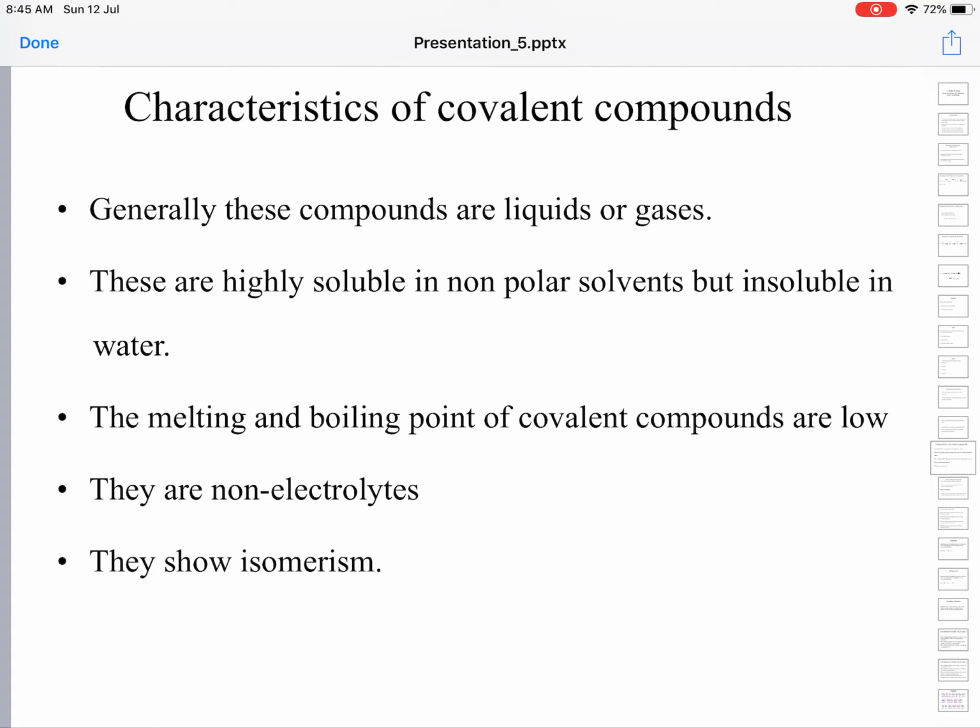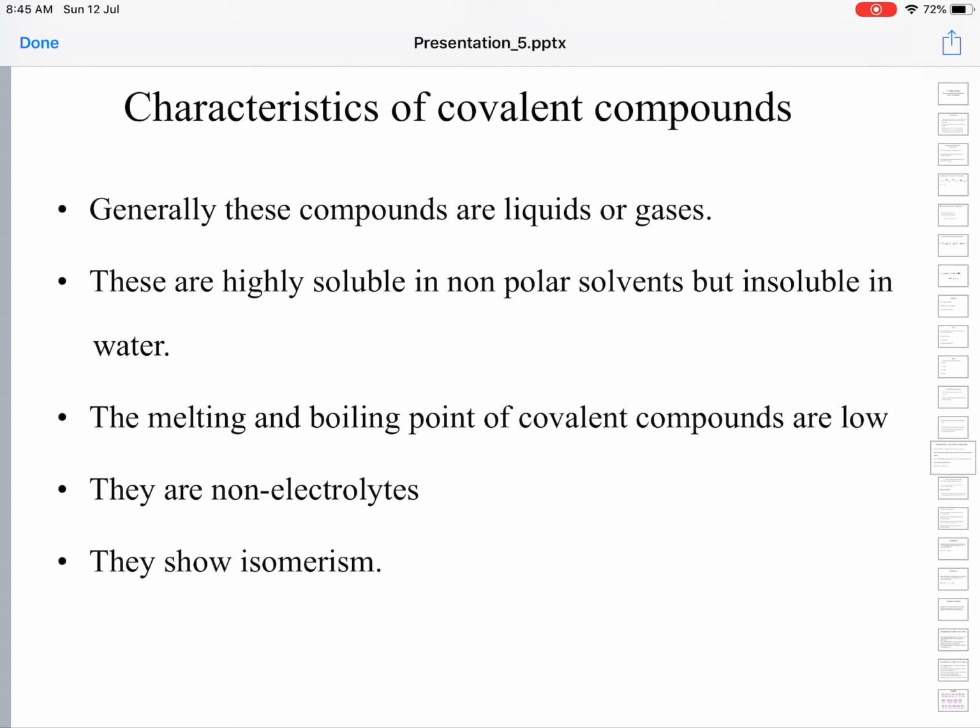Because of this, they have very low melting and boiling points. These are highly soluble in non-polar solvents like benzene and toluene, and insoluble in polar solvents like water. All these points are in sharp contrast to the characteristics of ionic compounds. If you learn one, for the other you can write the opposite characteristic. It's as simple as that.